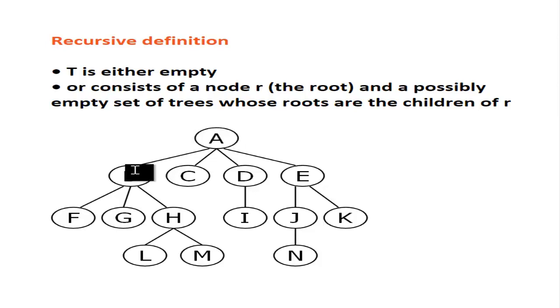What we say with the root and its subsets is also applicable to the subsets as well. So T is either empty, meaning we don't have any node, or consists of a node R, the root. This is my root, and possibly an empty set of trees. There could be an empty set of subtrees, where there is no tree at all. That means R, the root, does not have any child. That's also possible. That's also a tree, but it can have many disjoint sets of subtrees attached to the root.